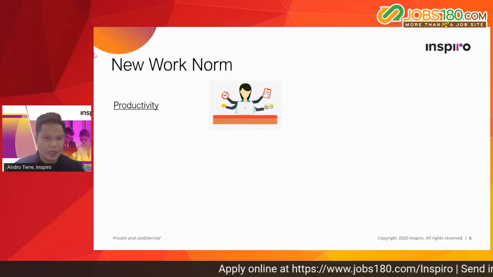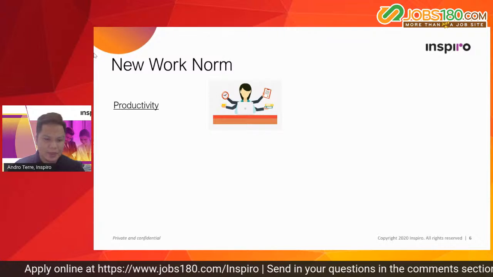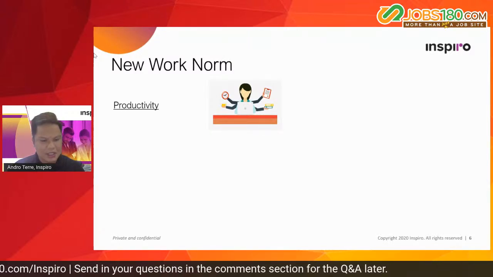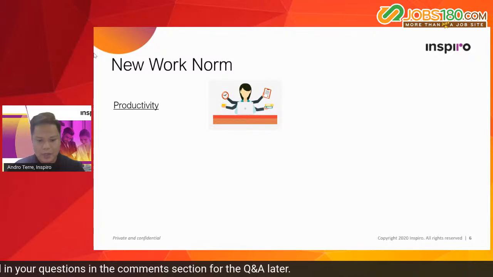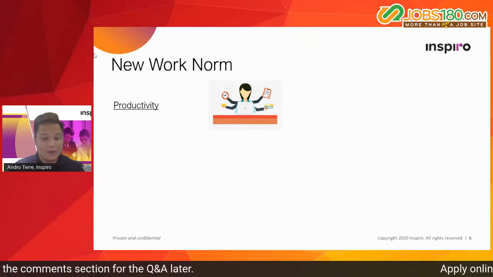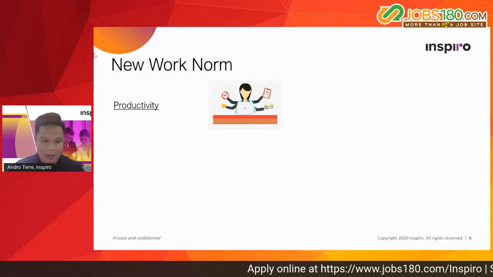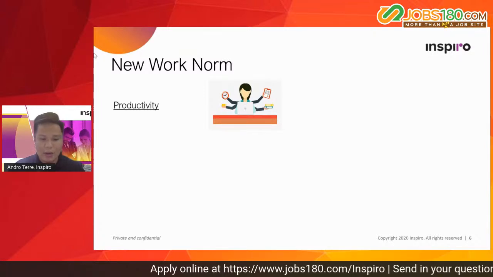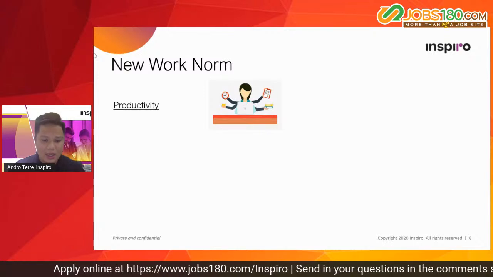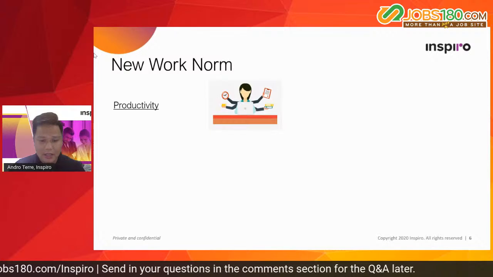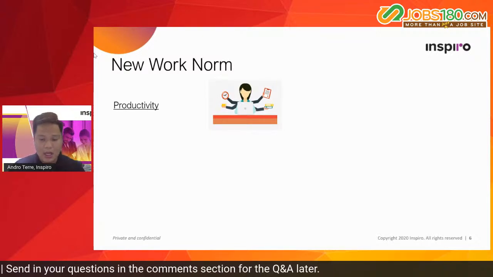All right, so for this new work norm, since we are working at home, there's productivity, right? When it comes to productivity, since the work arrangement is now different, expect your company will measure your productivity in a different way. As the new normal came in, there's been a sudden change for that. And when it comes to doing our tasks, your productivity will be recorded per hour, and there's a tracker that will monitor you, since you are being managed remotely.